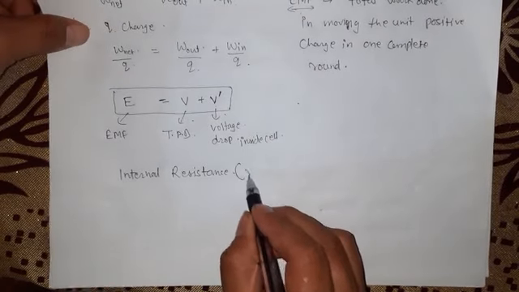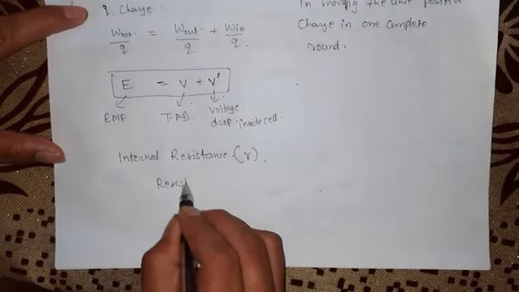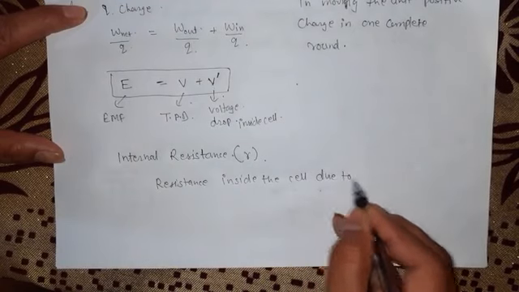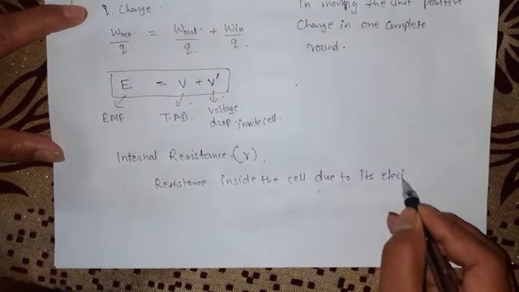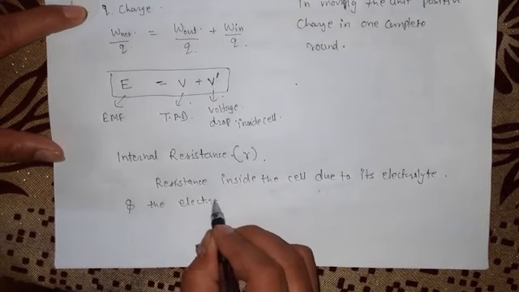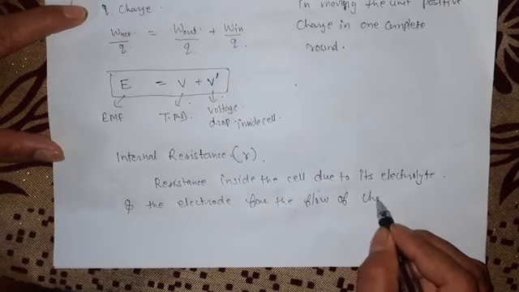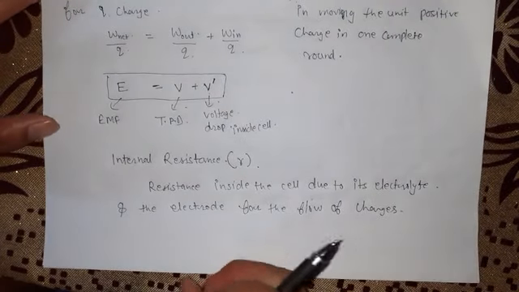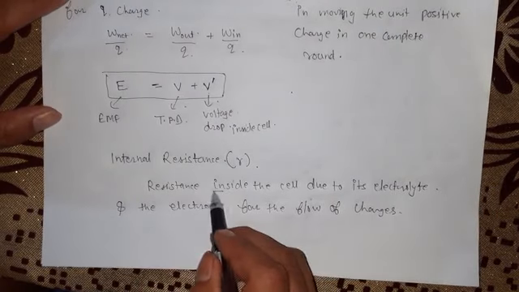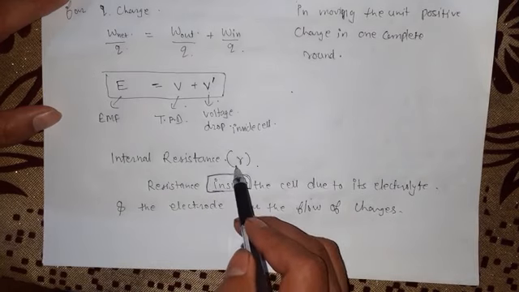So what is internal resistance? With small r we write it: internal resistance is the resistance inside the cell due to its electrolyte and the electrodes for the flow of charges. The electrolyte and electrodes oppose the flow of charges. This resistance, which is inside the cell, is important to note. It is said to be internal resistance, denoted by small r.